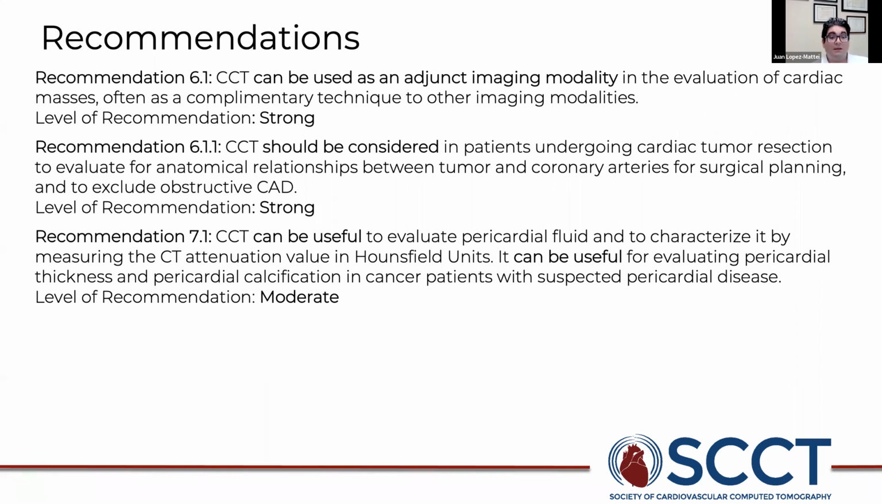Recommendation 7.1: cardiac CT can be useful to evaluate pericardial fluid and to characterize it by measuring the CT attenuation value in Hounsfield units. It can be useful for evaluating pericardial thickness and pericardial calcification in cancer patients with suspected pericardial disease. This is a moderate level of recommendation.